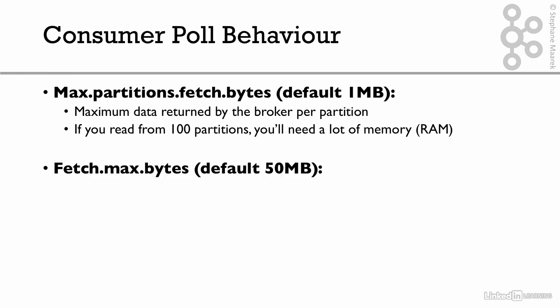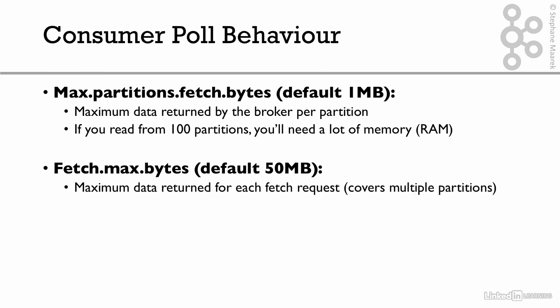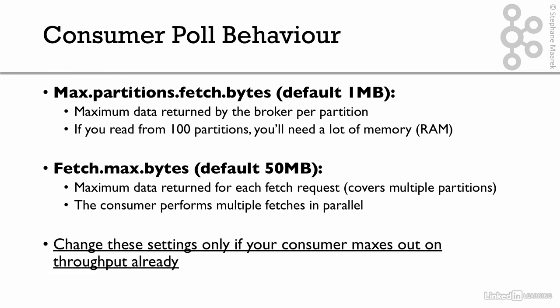There's another setting called fetch max bytes, and this one is 50 megabytes, which is the maximum data returned for each fetch request, and that fetch request covers multiple partitions. And so basically, when the consumer consumes, it will perform multiple fetches in parallel, and this is how you reach that limit. So all these settings I showed you right now are defaults and they're just fine, and I don't recommend you touching them unless your consumer starts to max out on performance or throughput and you feel like you could optimize them using these 4 most important settings.